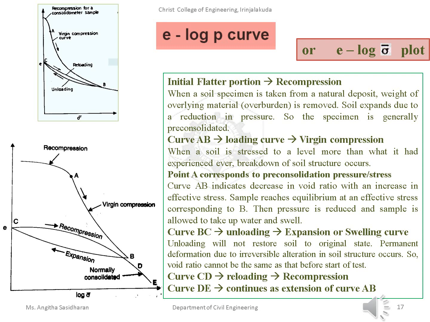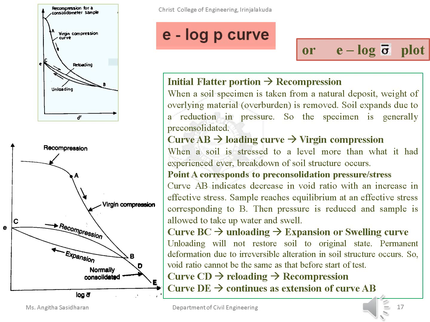So when the soil was in its natural deposit, or when the soil was in its natural condition, it was already subjected to pressure corresponding to point A. That was its normal pressure. It was experiencing that pressure when it was a part of the natural deposit.